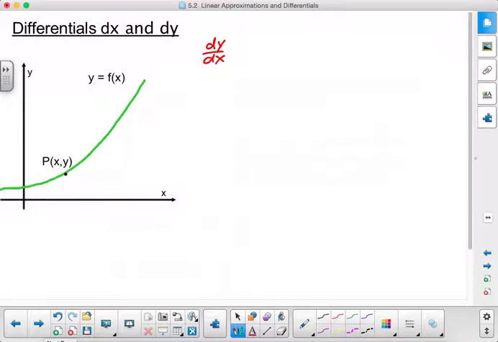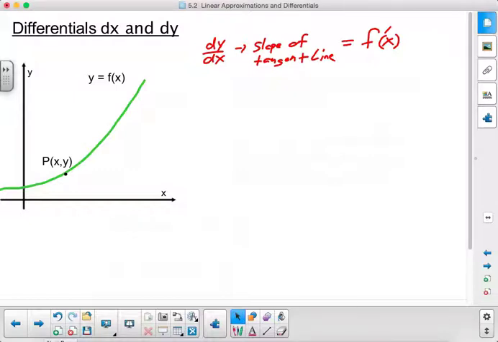So what does this ratio dy over dx mean together as a ratio? This is the slope. Slope of what? Slope of the tangent line? Or, what we've really been doing, this is the same thing as saying this is the derivative at that point, true? So what would dx and dy be by themselves then? They're the change, right? Change in x, change in y.